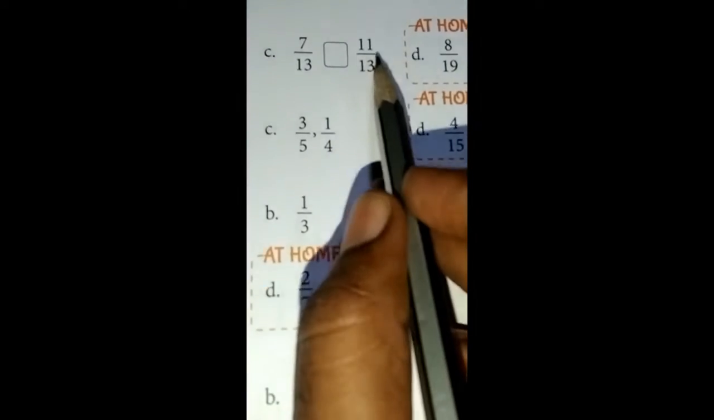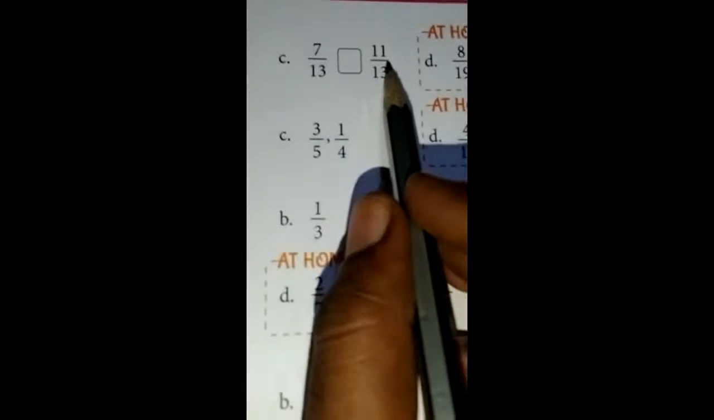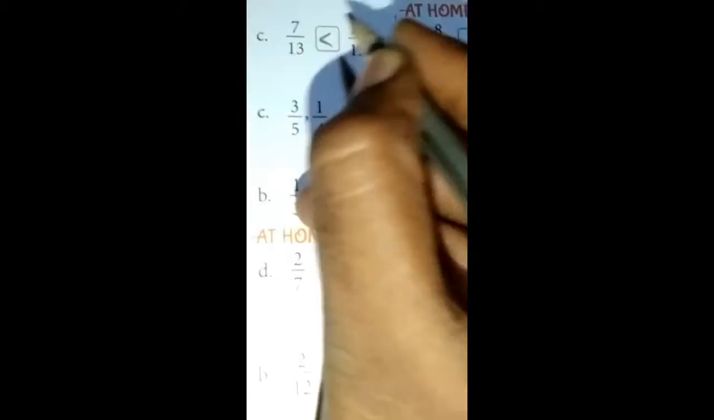Next one is 7/13 and 11/13. Here also the denominators are the same, 13 and 13. The numerators are different, 7 and 11. Which numerator is greater? 11/13 is greater and this one is lesser. So we put the less than sign here, and it is read as 7/13 is less than 11/13.